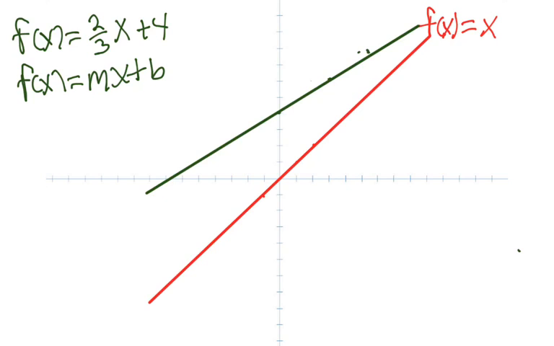So as you can see, the green line is flatter. The red one has a slope of 1. It goes up 1, over 1. But the green graph has a slope of 2/3. We're going to go up 2 and then over 3. So that makes our graph flatter. So let's go back and look at our answer choices.